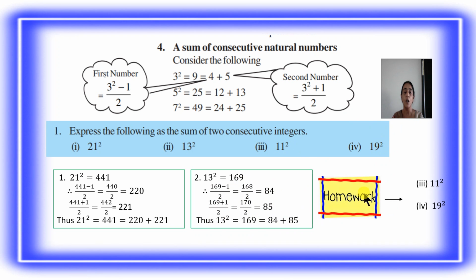You will do all these questions of the previous type, that is the third type, and also this. Everything that is given in this video you have to write down, plus the homework which is given, and you have to do it by yourself. That is just the practice. In the same way you have to do it: 11 square and 19 square.